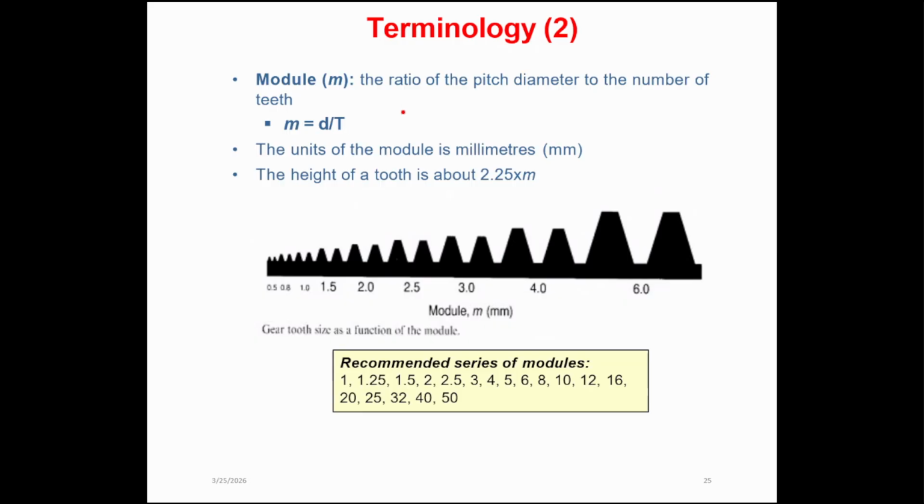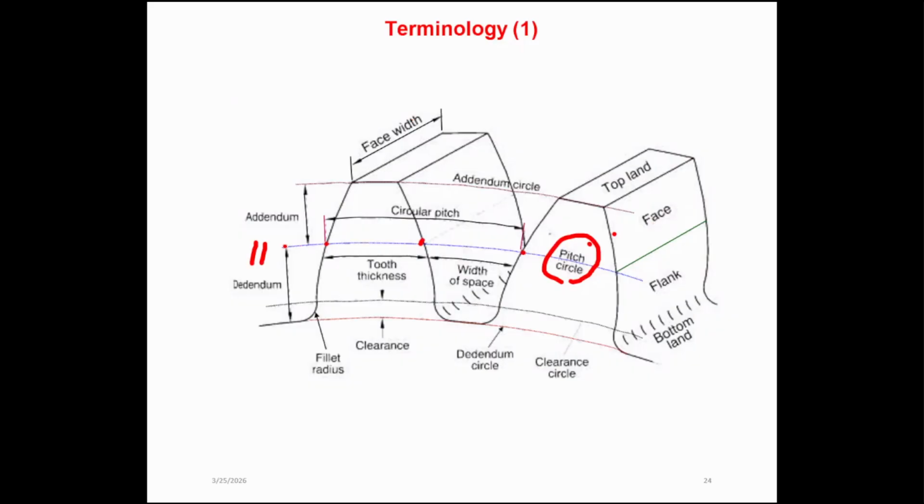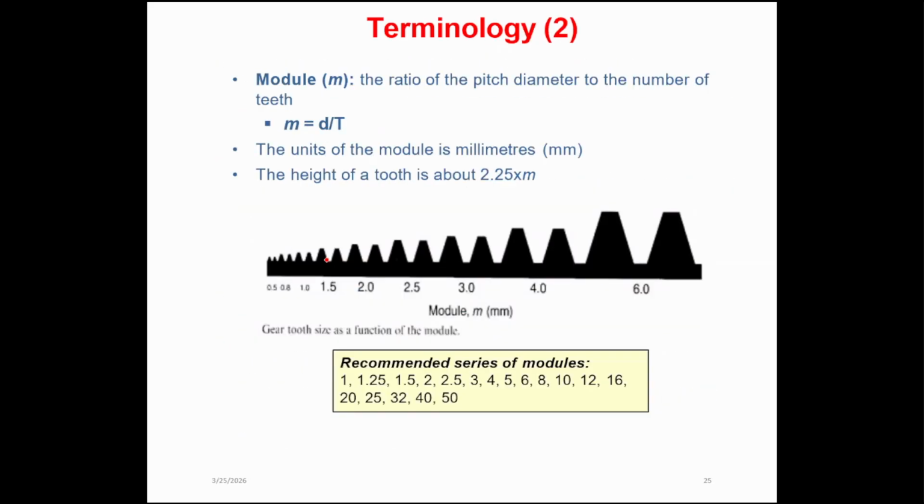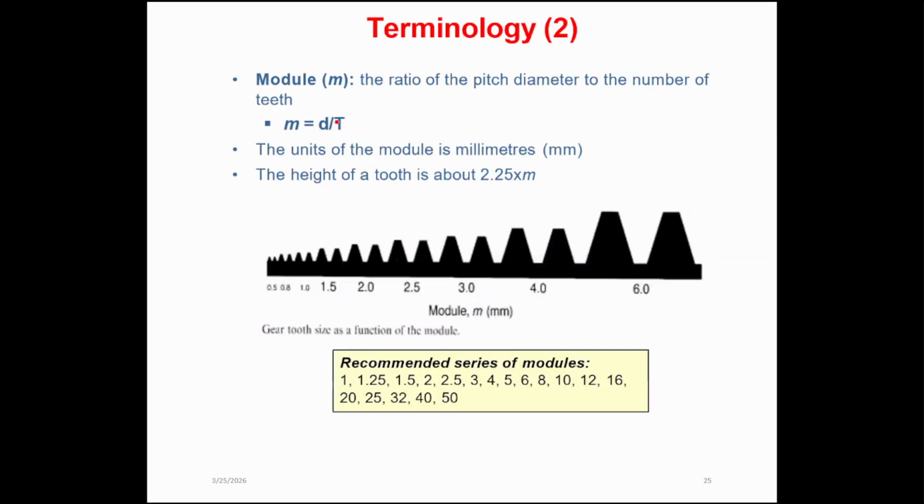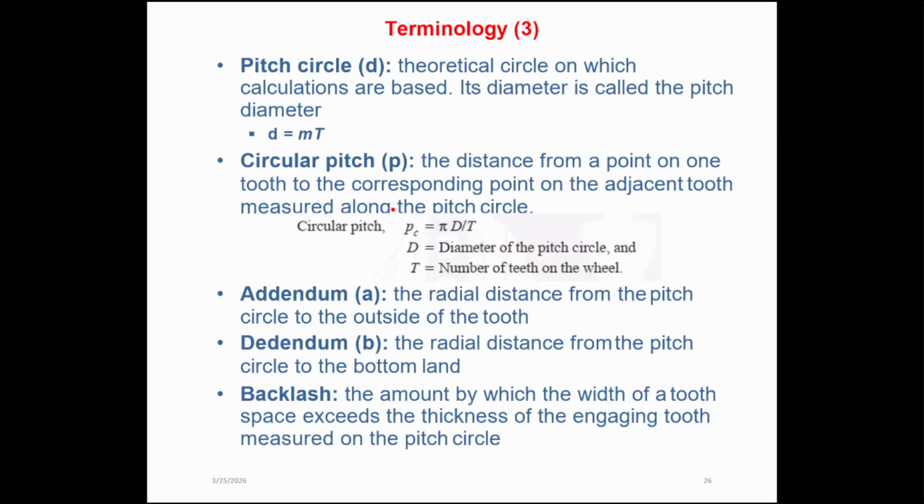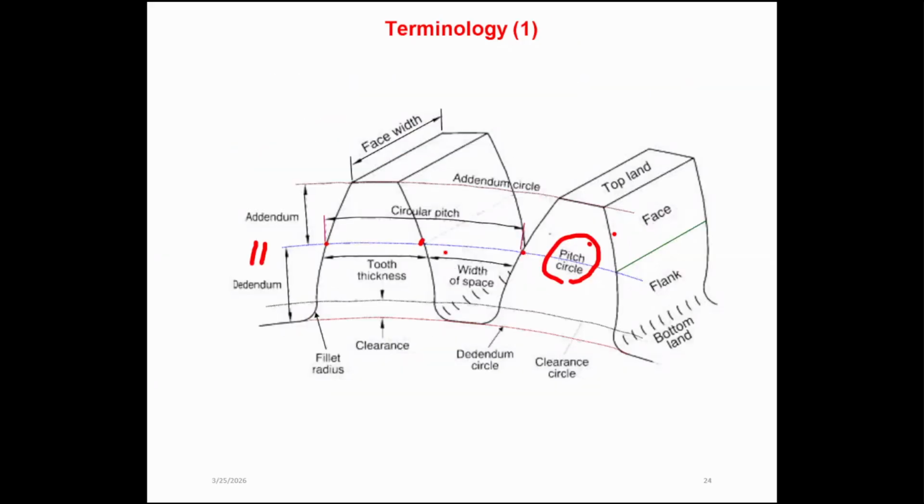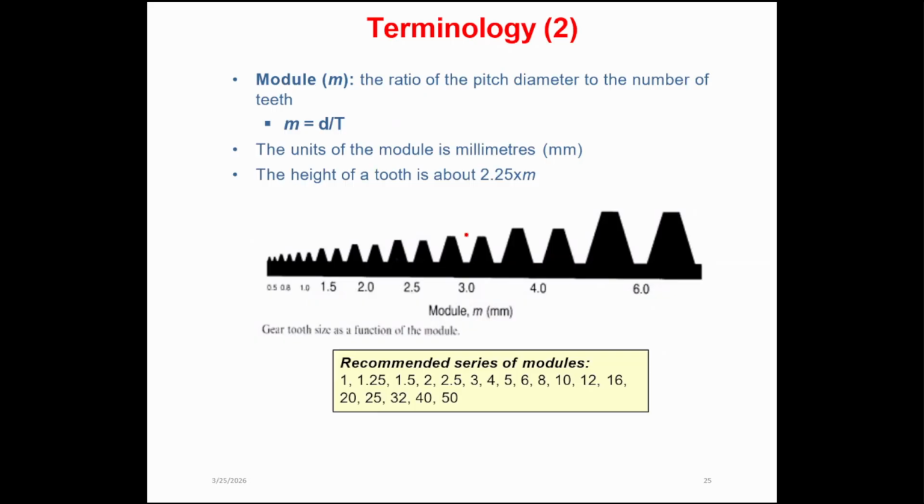So what do we mean by pitch circle diameter? The diameter of this arbitrary circle, right? That diameter is divided by the number of teeth. You need to count how many teeth there are: one, two, three, four. Let's say our pitch circle diameter is 50 millimeters, and if we have 25 teeth, then the module will be 2, right?